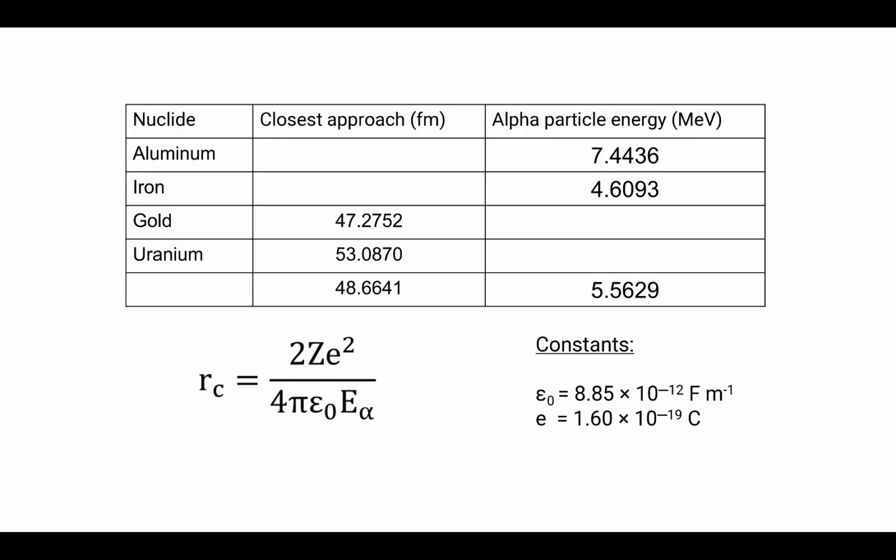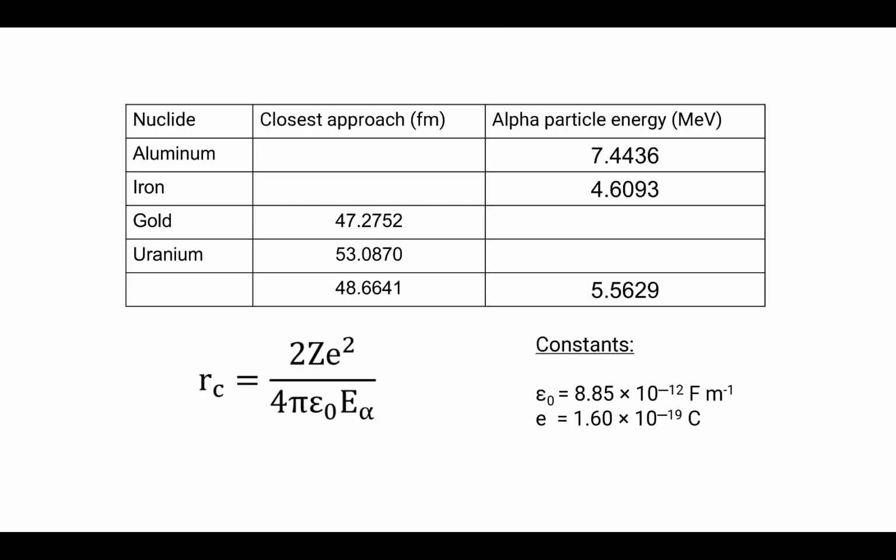So as you can see, I'm asking for the closest approach in femtometers or the energy in MeV. So this might take quite a while. The equation there is the equation that we've just used. I've got Z in as proton number and then e squared. And the 2 there, if you're wondering what that is, that's the number of protons in an alpha particle. And we're always using an alpha particle, so I've just put that charge in there. So 2 times Z is the proton number of whatever material that you're looking at.